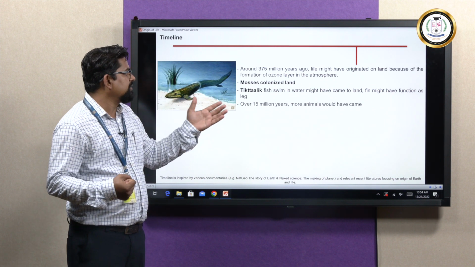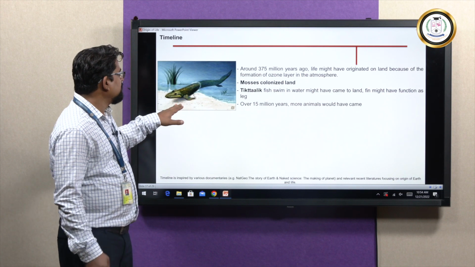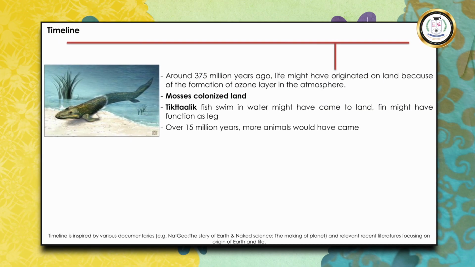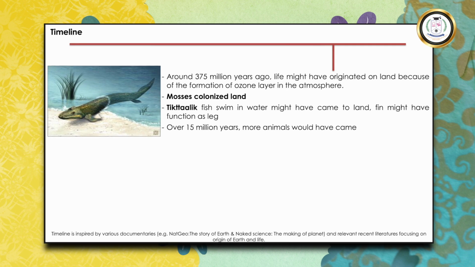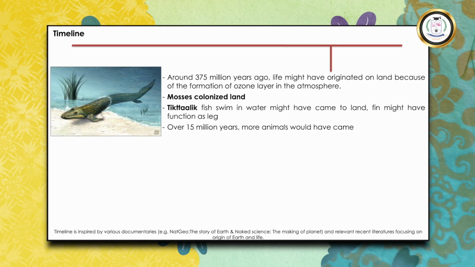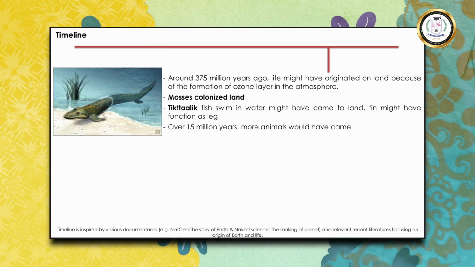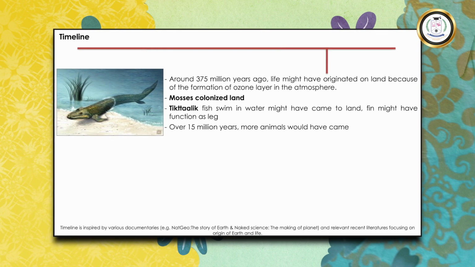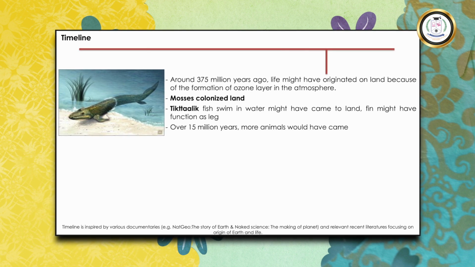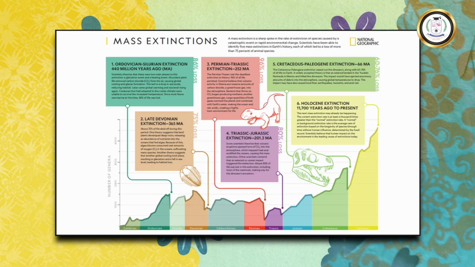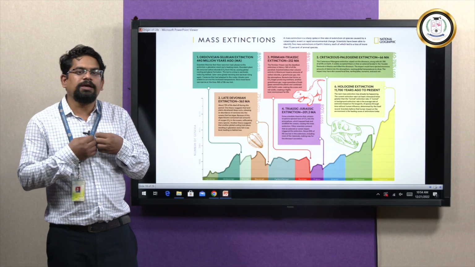Moses might have colonized the land, and then we have this Tiktaalik fish which swam in the water, which might have come to land, and then this particular fin might have evolved into the function of a leg, and over the 15 million years many animals would have originated on the planet Earth. However, life on Earth is not just evolving and expanding.